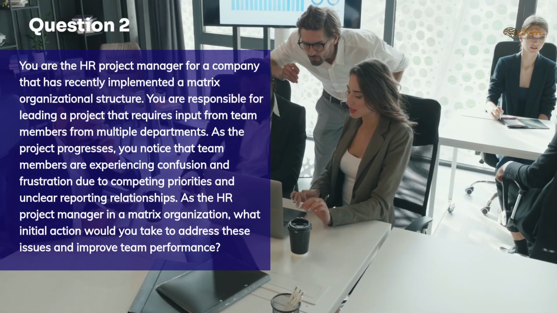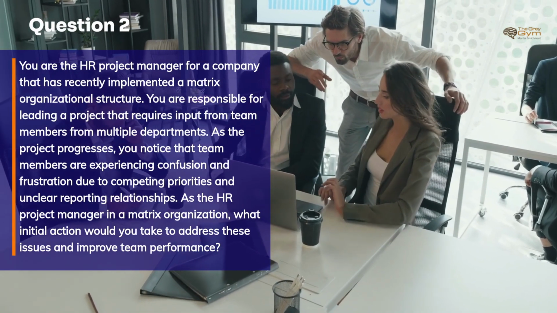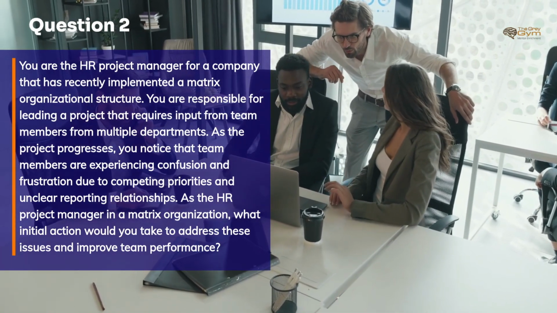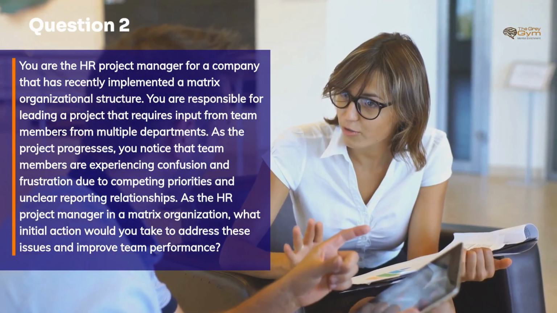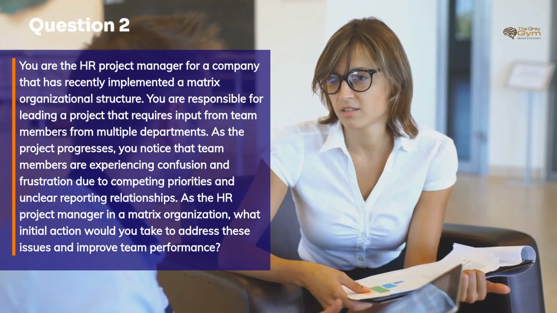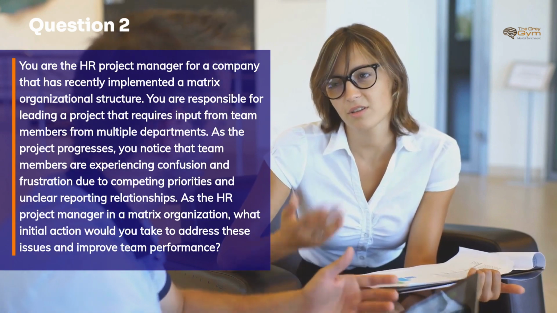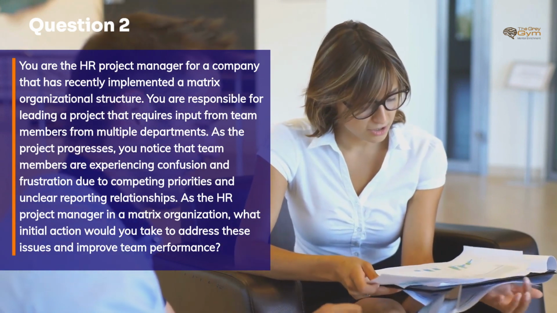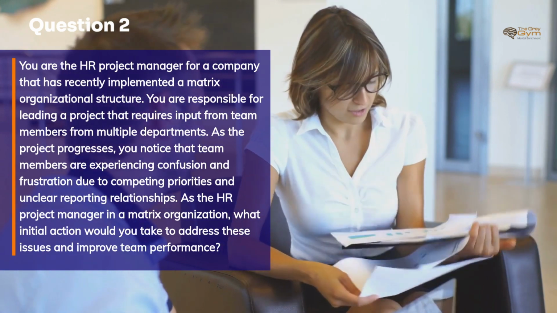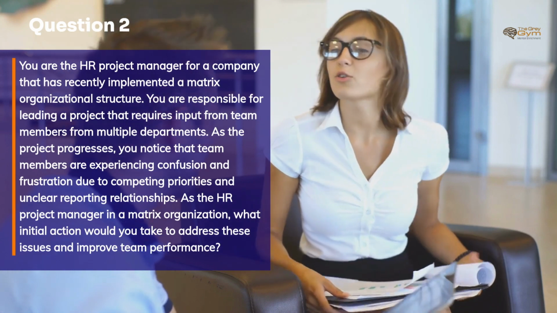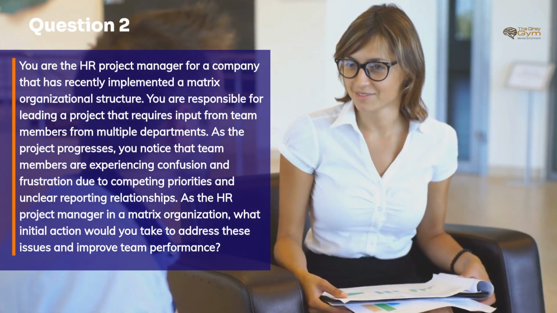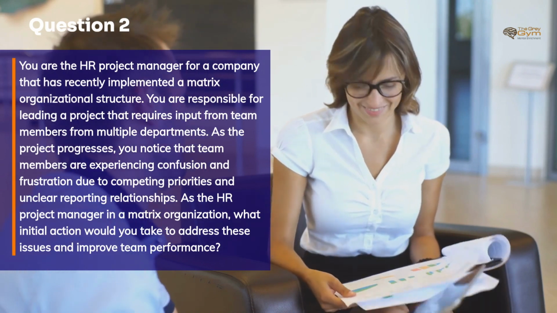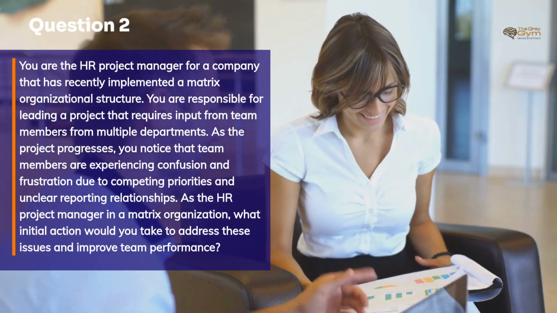Next, question 2. You are the HR project manager for a company that has recently implemented a matrix organizational structure. You are responsible for leading a project that requires input from team members from multiple departments. As the project progresses, you notice that team members are experiencing confusion and frustration due to competing priorities and unclear reporting relationships. As the HR project manager in a matrix organization, what initial action would you take to address these issues and improve team performance?